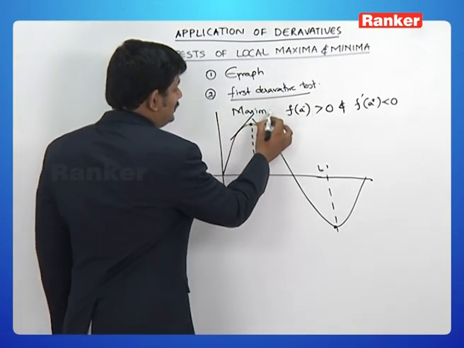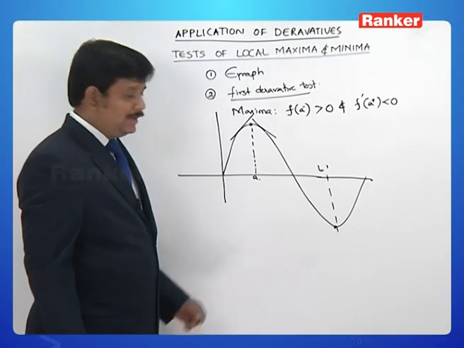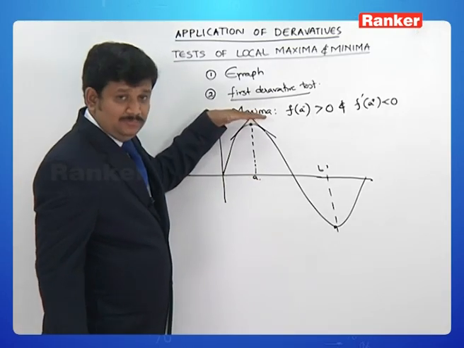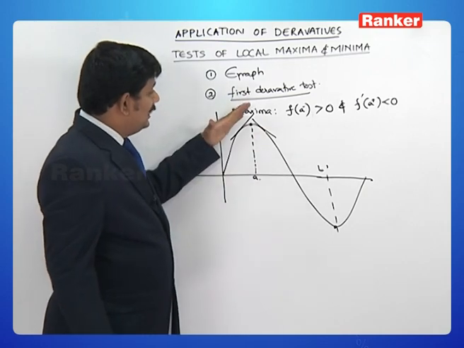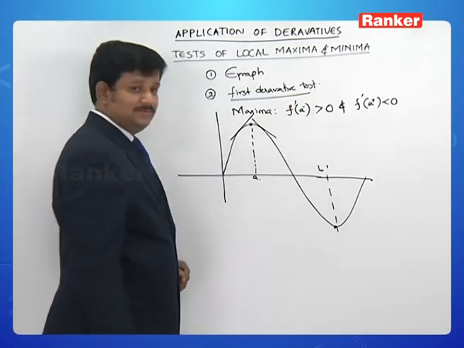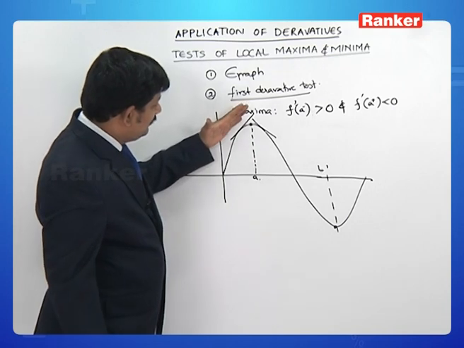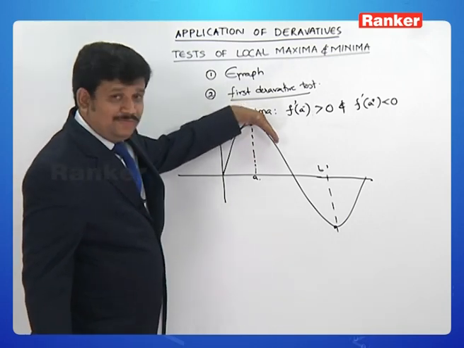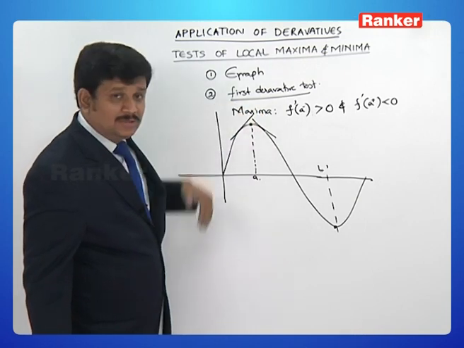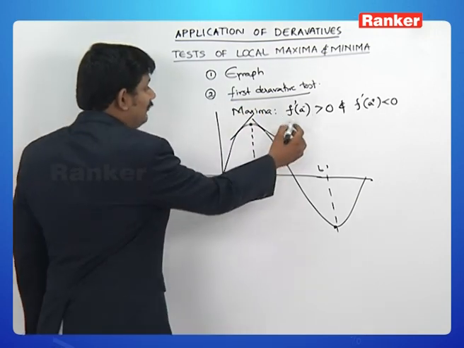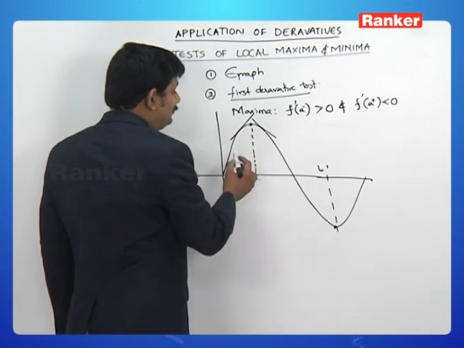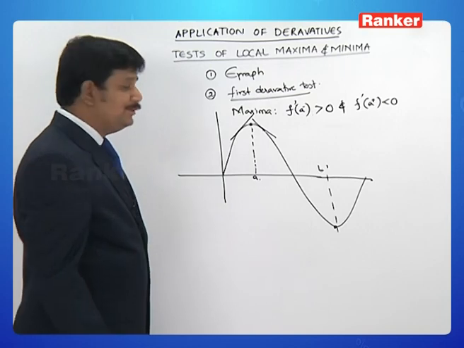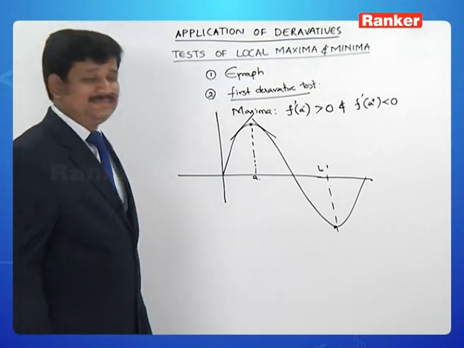So, whenever a maxima occurs at a point A, because f dash of A is 0, we need to check f dash of A minus, that is the derivative to the left side of A, and f dash of A plus, which is the derivative to the right side of A. If the derivative to the left side of A is positive and the derivative to the right side of A is negative, then we can confirm that it is a local maxima.